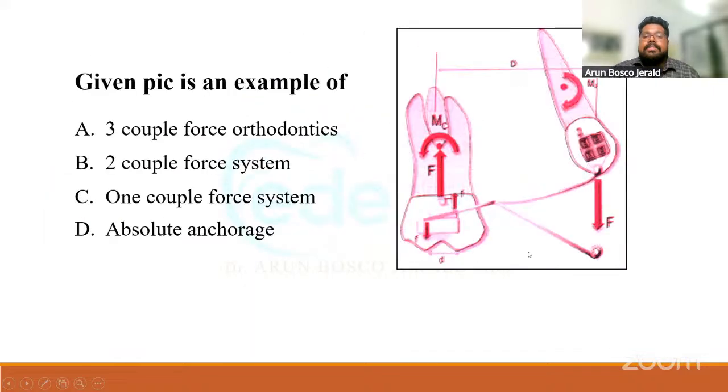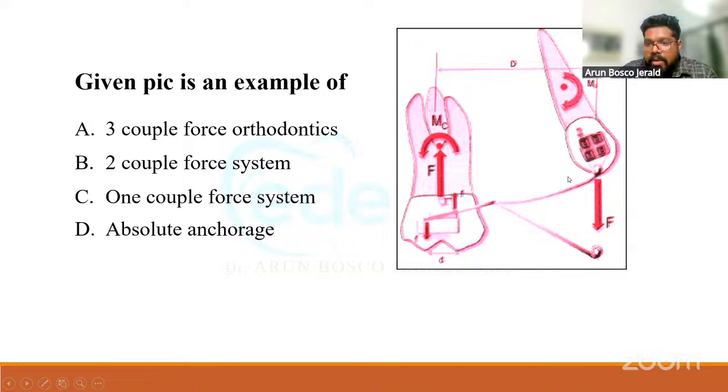Now, see this question in which they have given that this piece of wire, the distal end of the piece of wire, is going into the molar tube. This is the molar tube, and this is going into the molar tube. And they have already drawn a couple there. That means the angulated wire, when kept inside this molar tube, there will be a couple, and there is only one couple present in the system.